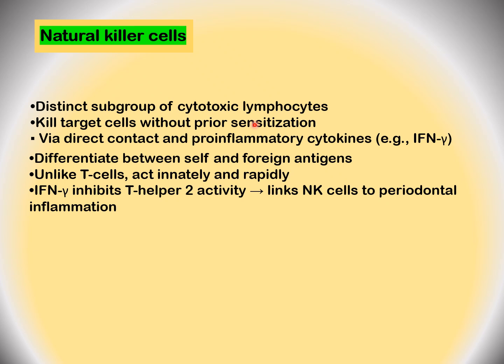Natural killer cells are cytotoxic lymphocytes that kill target cells without prior sensitization via direct contact, and cytokines such as interferon gamma. They act innately and rapidly, distinguishing self from foreign antigens. Interferon gamma inhibits T helper 2 activity and links NK cells to periodontal inflammation.